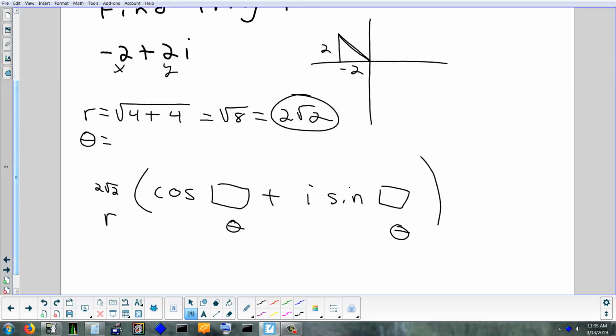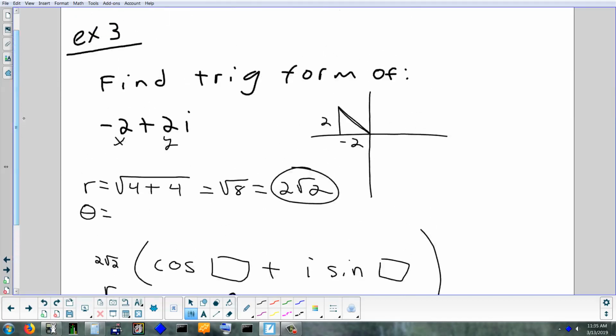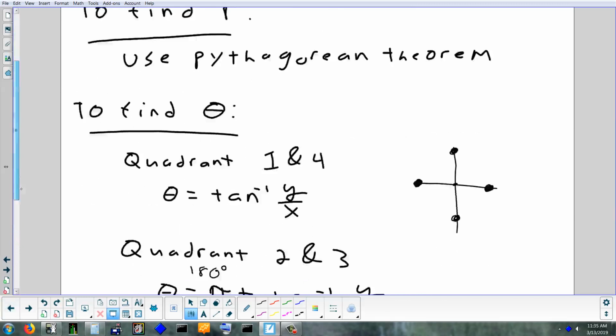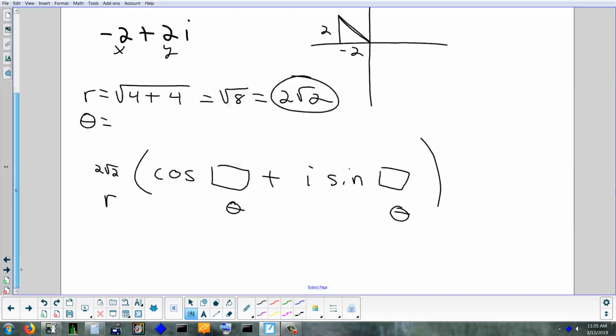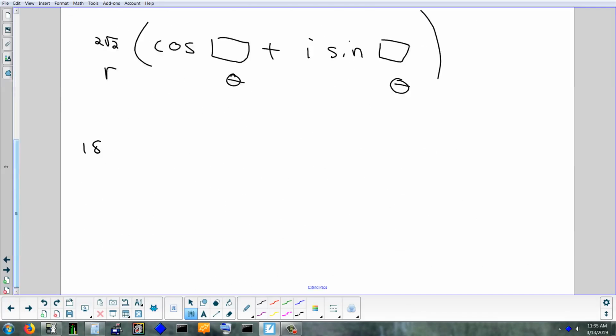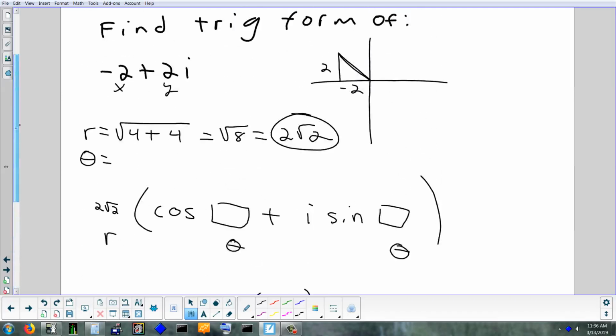Just leave it. All right, now the angle. So the angle depends on the quadrant. Which quadrant is -2 plus 2i in? It's in quadrant 2. In quadrant 2, I have to add 180. So 180 plus inverse tangent of y over x. Right, let's do that down here. 180 plus inverse tangent. What's y?